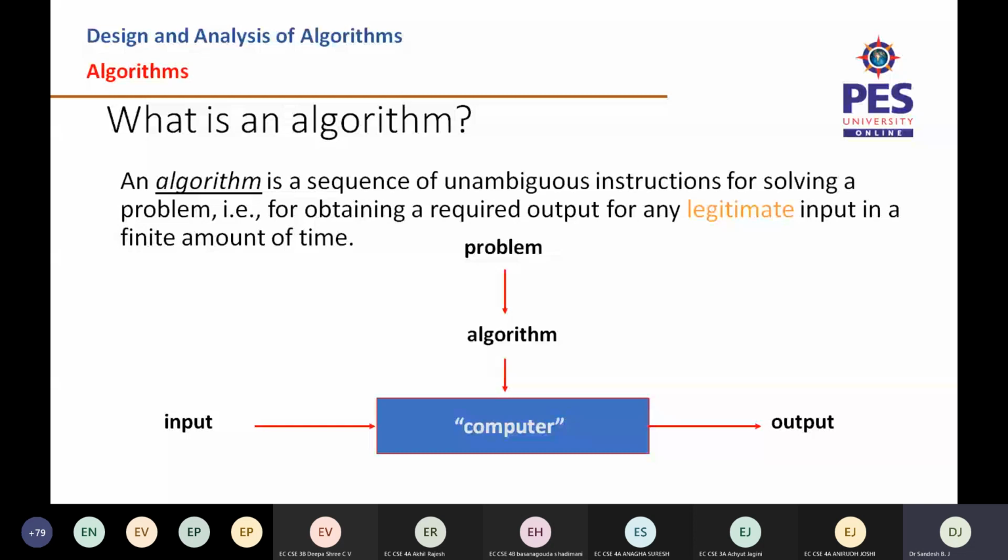And when you give these instructions, they should take a finite amount of time. It should not take years to complete those problems, which you will not be interested in. So the algorithm which you have written, which is a set of instructions to solve a particular problem, has to be completed in a finite amount of time.